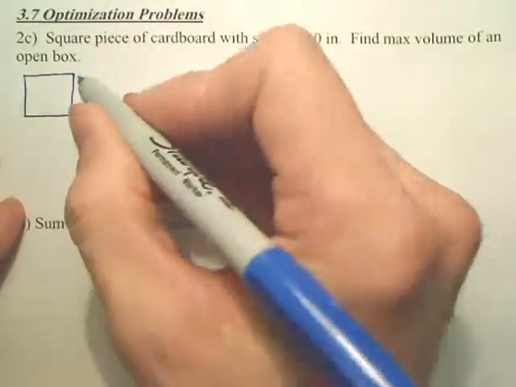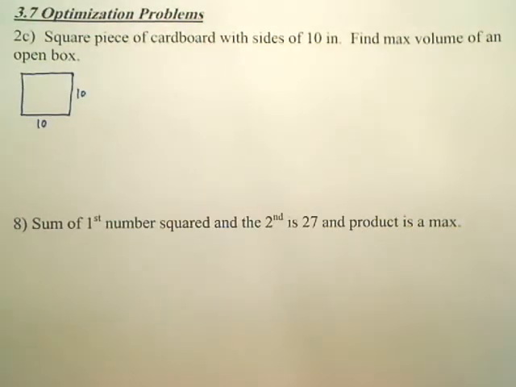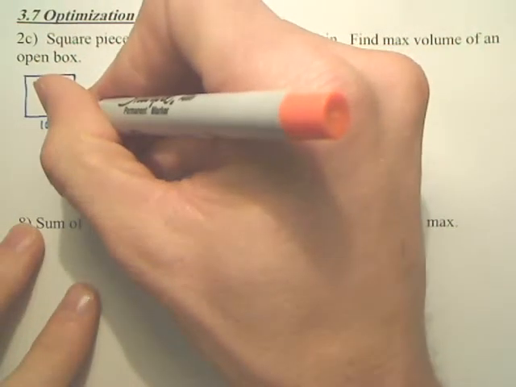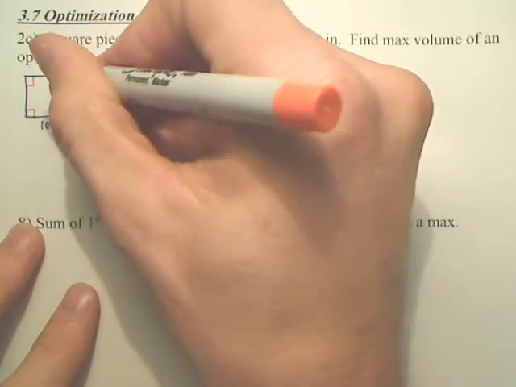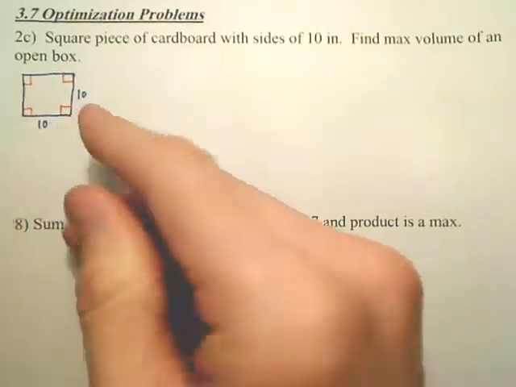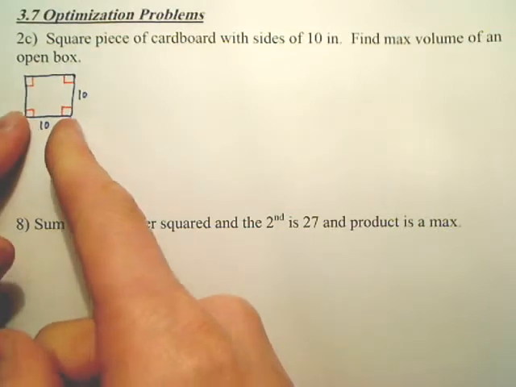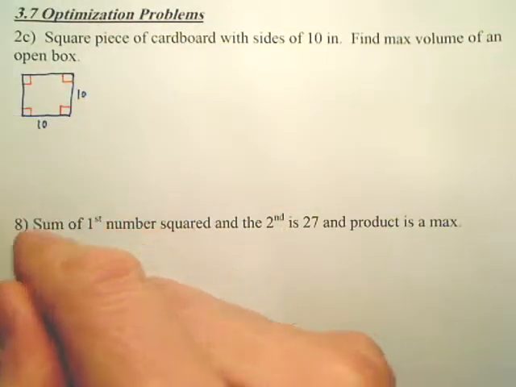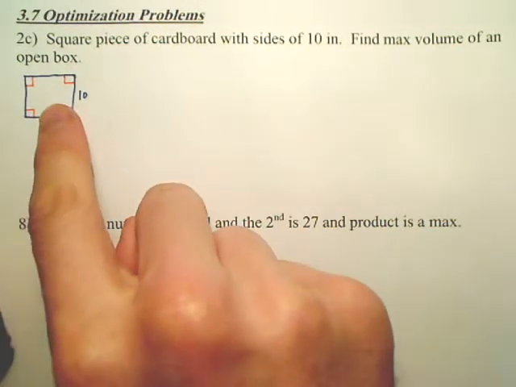Now, if I have this 10 by 10 piece of cardboard, if I'm going to make an open-ended box, what you have to realize is you're going to cut out corners. Now, when you cut out those corners, can you imagine folding up each side and you have an open-ended box? It's kind of hard for some people to visualize, but you cut out those corners, you fold the sides, you have an open-ended box if you tape the outside. We want to make the box with the most volume.